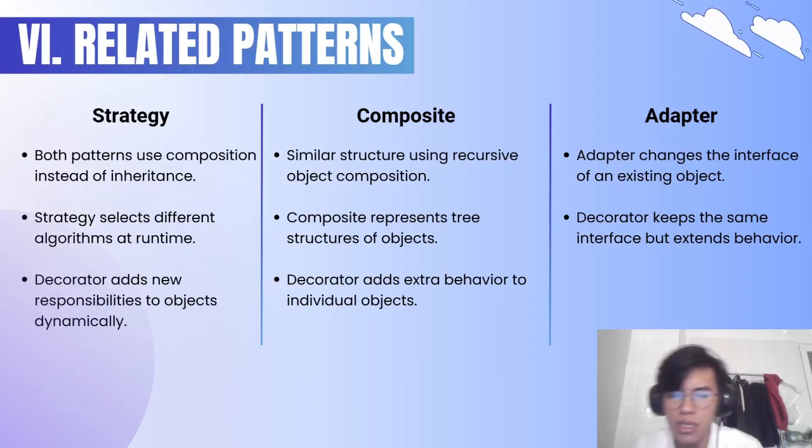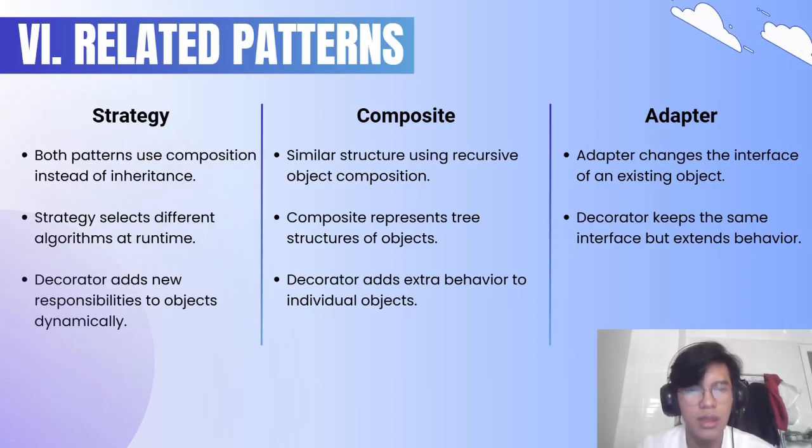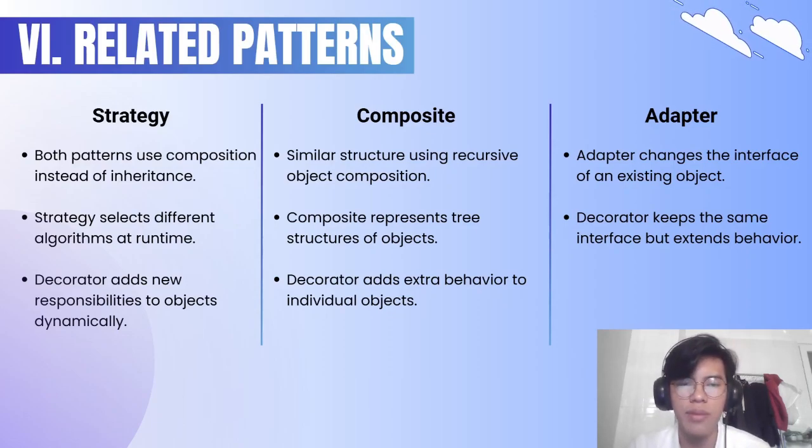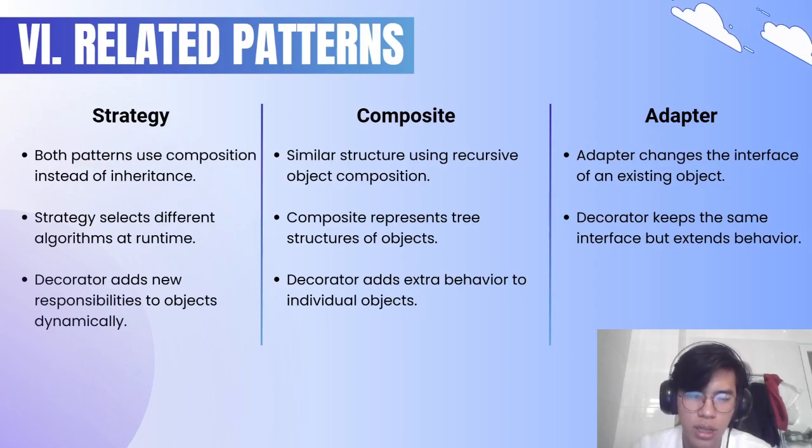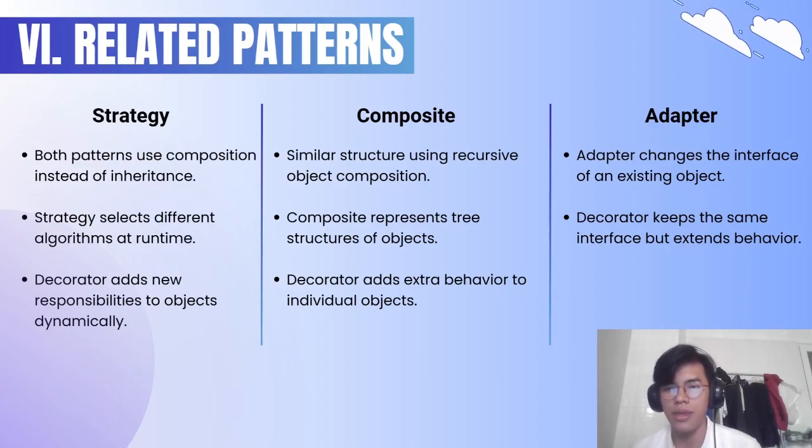And the second pattern is composite. Like the decorator, both patterns have a similar structure using recursive object composition. However, composite is used to represent tree structures of objects, while decorator is used to add extra behavior to individual objects. And lastly, the adapter changes the interface of an existing object, while the decorator keeps the same interface but extends behavior. And that's the end of my part.